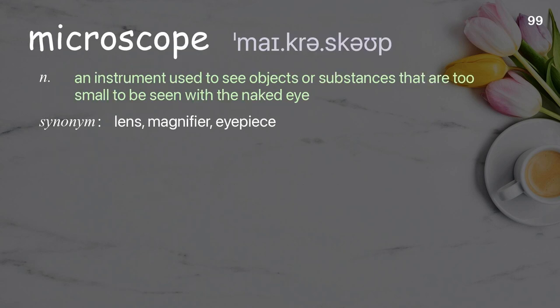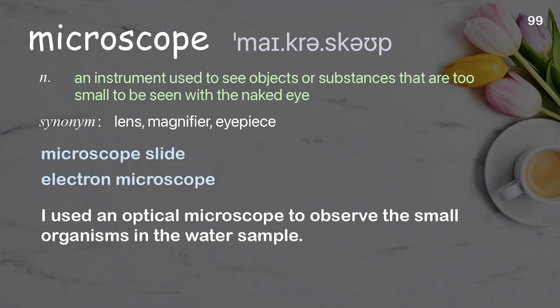Microscope. An instrument used to see objects or substances that are too small to be seen with the naked eye. Examples: microscope slide, electron microscope. I used an optical microscope to observe the small organisms in the water sample.